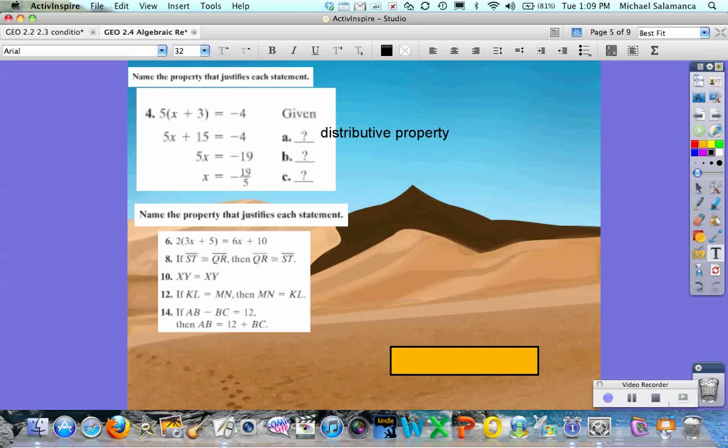For B, you'll notice that we got rid of 15 and all of a sudden -4 became -19. So that's actually the subtraction property. Notice that we're just taking what we're doing and applying the property to both sides to make this easier. From 5x equals -19 to x equals -19/5, in order to get there, we had to divide 5 to both sides, or we use the division property.